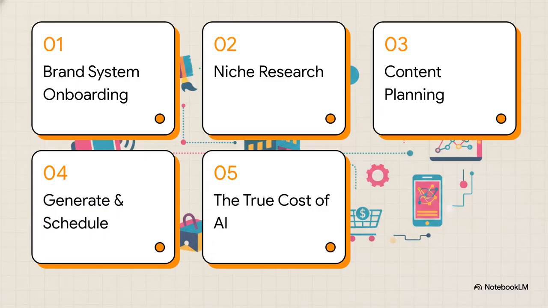Here is our masterclass blueprint for transforming your strategy today. 1. Onboarding your brand system. 2. Stage 1, niche research. 3. Stage 2, content planning. 4. Generating and scheduling content. And 5. The true cost of AI. Let's get right to it.